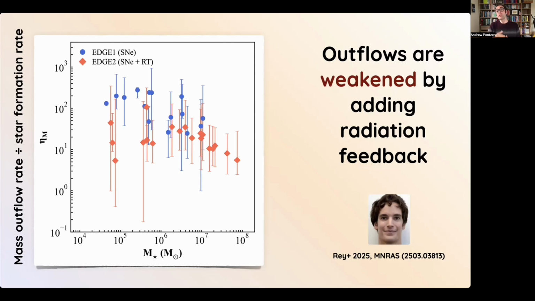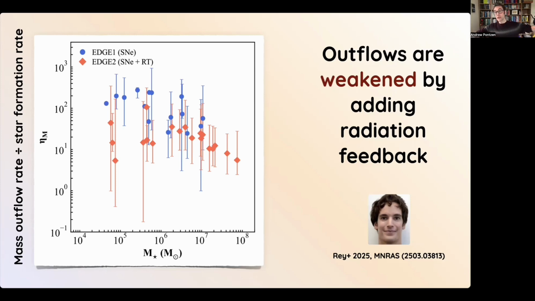If you just have supernovae. If you add radiation feedback into the physics that you're tracking, then you find that these outflow rates are actually an order of magnitude lower, which is a little strange at first because you're adding more energy. So you might imagine that that would enhance the outflow rates, but what it does is it adds the energy in a much more diffuse way.